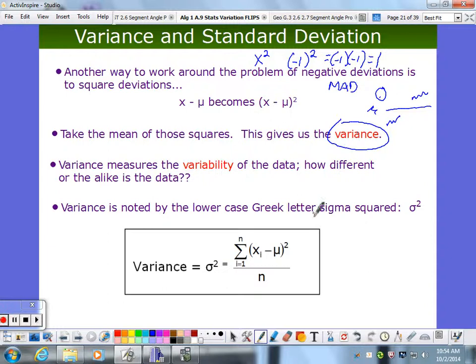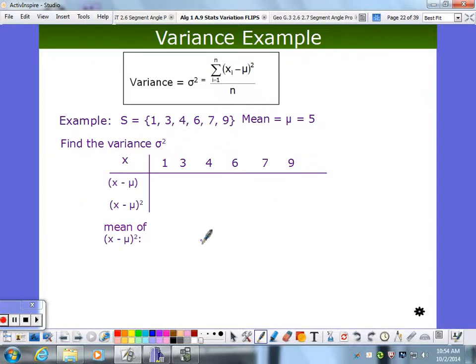Now, here comes the Greek. Remember this sigma, uppercase? This sigma, lowercase. Both called sigma, both mean different things. Sigma with a little 2 up top, sigma squared, is the statistical way to say variance. Sigma squared is variance. It's this. Instead of taking absolute value, I'm going to square it. And we're going to look at an example to hopefully make this a little more clear. Please do. All right.